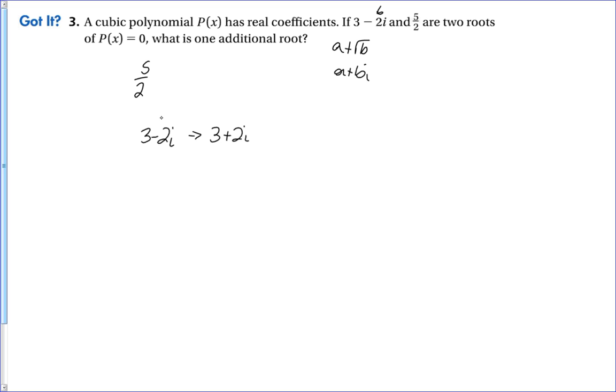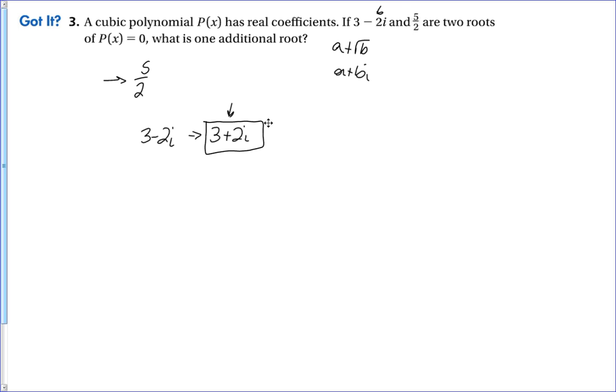That's it. That is your one additional root right there. Because remember, you can't do anything with that one because it's not in one of these two forms. So the only one you can get the conjugate of is the 3 minus the 2i. Anytime you have constants, because 5 over 2 is a constant, you won't have a conjugate root. You have to have a square root or the imaginary i in order to have a conjugate root.